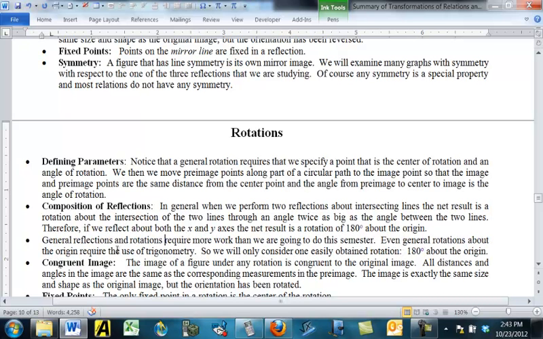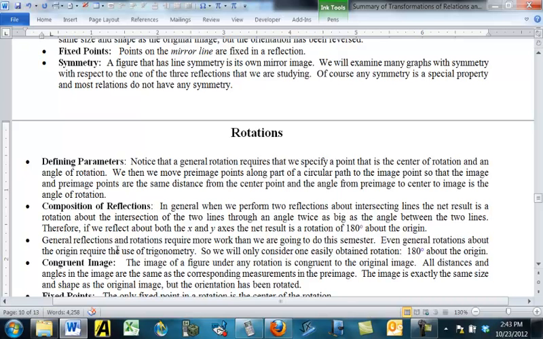General reflections and rotations require more work than we're going to do this semester. Even general rotation about the origin requires the use of trigonometry, so we will only consider this one easily obtained rotation of 180 degrees about the origin. Other ones will have to wait for at least a trig class, if not later.